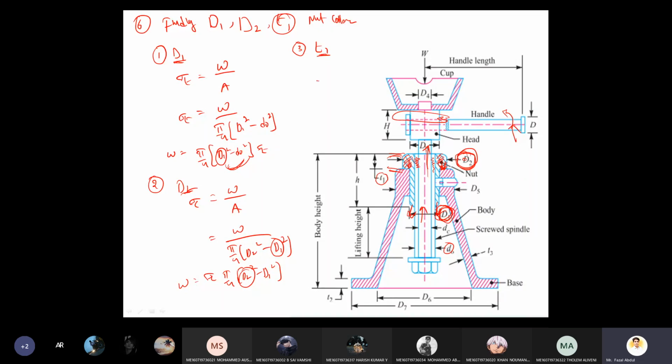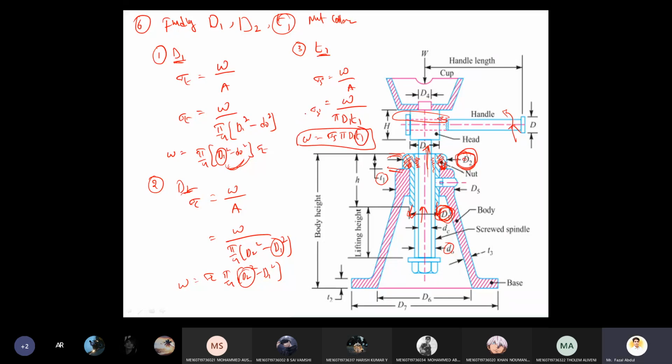So shear stress is equal to load by area. So what is the shear area here? The shear area is pi into d1 into t1. That is the shear stress. So with this equation, W equals sigma s into pi into d1 into t1. So this equation is called shear resistance for the nut collar, right? With this equation, T1 is going to be determined. Here, all parameters are in mm, right?